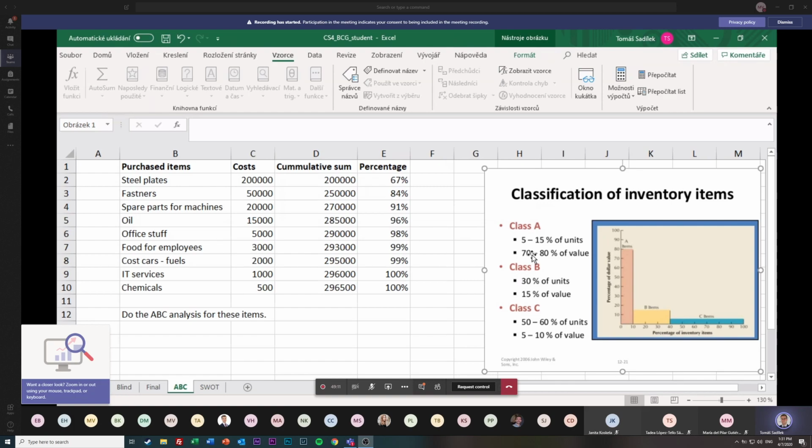Then we would classify the class B. We can see the class B is typically 15 additional % of value. So 15 additional % of value. So the class B should be another two parts, up to 95%. And so I'm tracking there. Here.